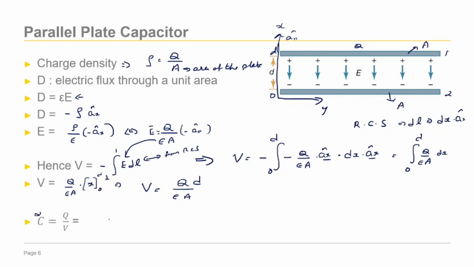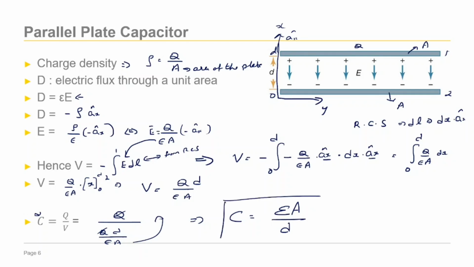Definition for capacitance: C is going to be Q by V. So Q divided by V, we just proved V to be QD by epsilon A. So you can cancel out the Q, and the epsilon A goes back to the numerator, so your capacitance C is going to be epsilon A by D for a parallel plate.